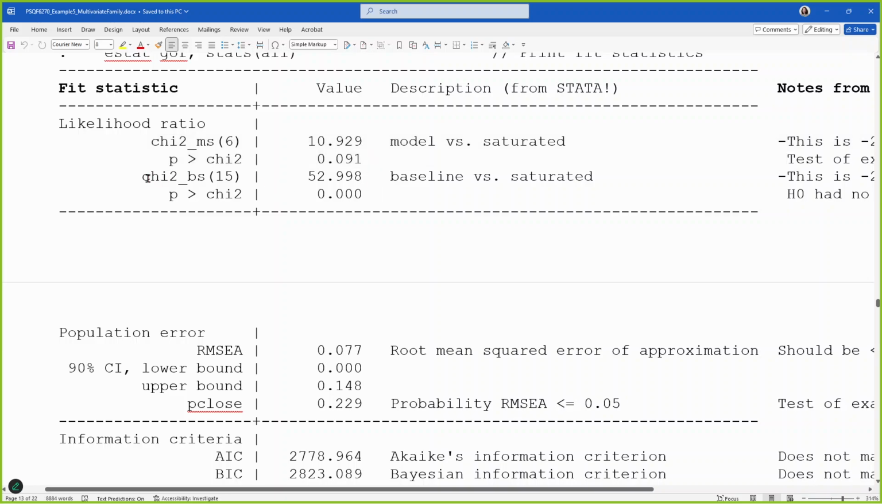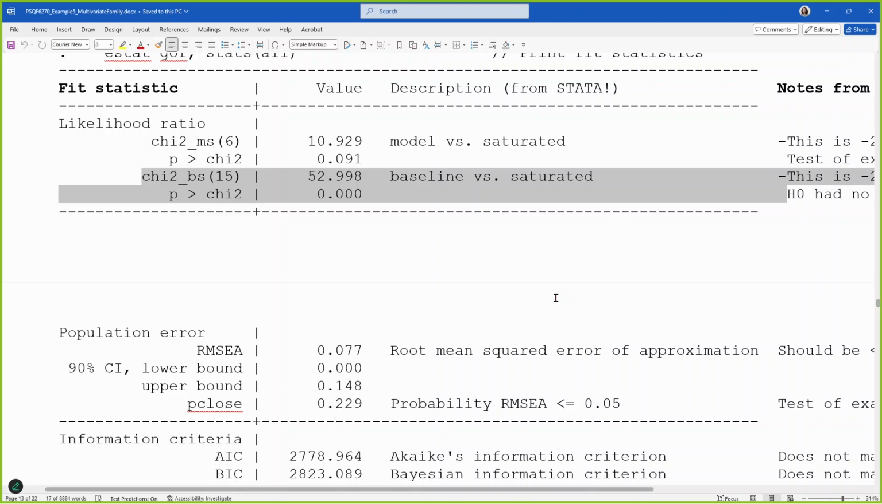So then we have this one. Baseline versus saturated, ignore that. That has nothing to do with your model. That basically tells you whether you have any correlations worth modeling. And the answer is yes. I hope so. Game over.